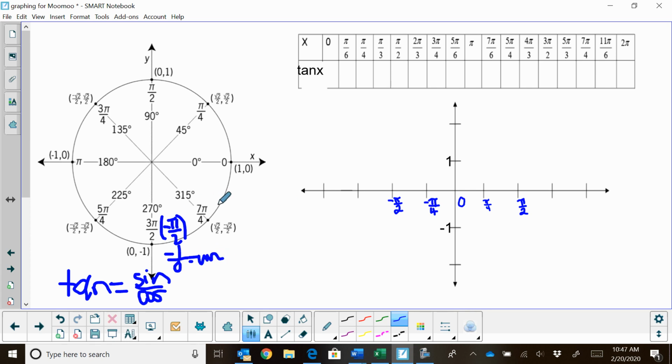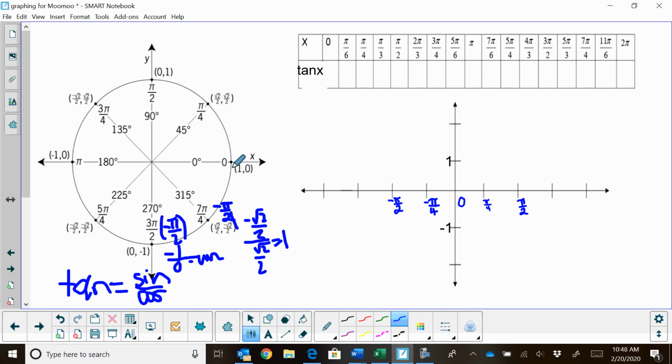Then at 7 pi fourths, which we know as negative pi fourths, that's also the same position. We have the square root of 2 over 2 and negative square root of 2 over 2. So when I write that ratio, sine over cosine, I have the negative square root of 2 over 2 divided by the positive square root of 2 over 2. And that just gives us 1. So that means the tangent at negative pi fourths is 1.